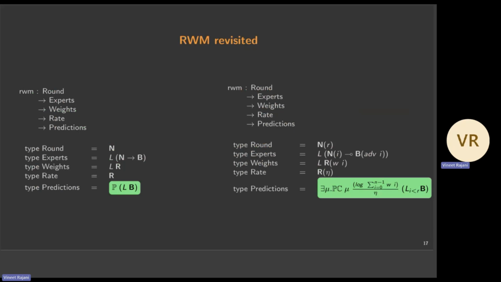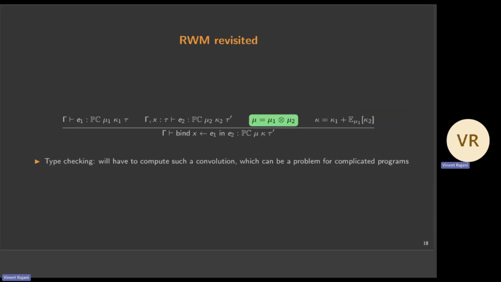However, there are still two problems. The revised type still doesn't give us the bound of the theorem from before. It was a difference bound, remember? So this bound is not very precise in that term. And second, we need to quantify over a distribution mu here, which is a problem because now we have to compute a convolution in order to even type check RWM. Now, computing such convolutions can be quite complicated, especially for higher order recursive programs like RWM.